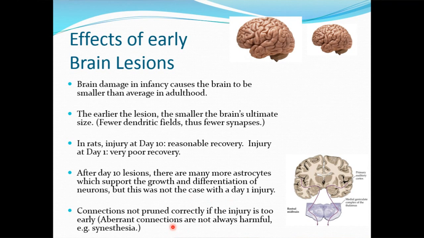Now, connections that are not pruned correctly, because of course that can also happen. We know that it gets pruned, but sometimes it doesn't get pruned correctly. If an injury is too early, it can lead to aberrant connections. But aberrant connections are not always harmful. For example, in the case of synesthesia.